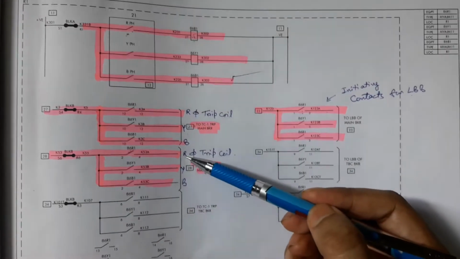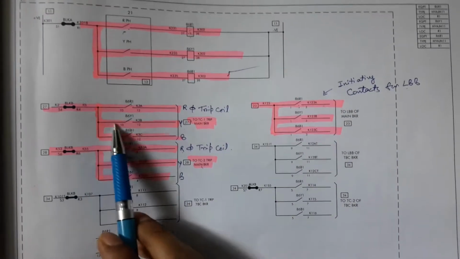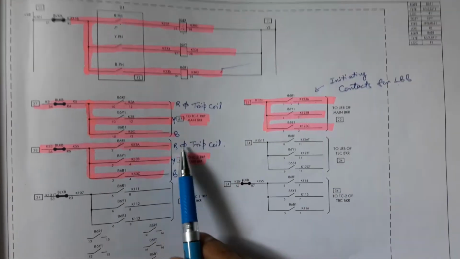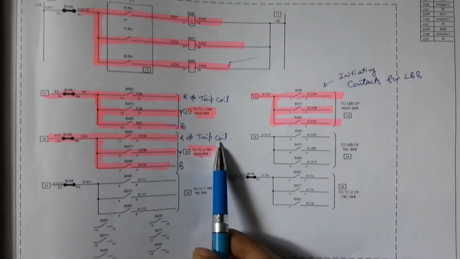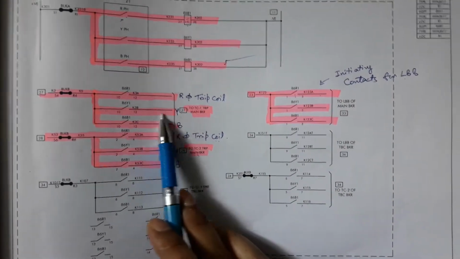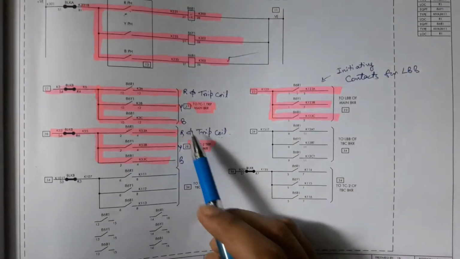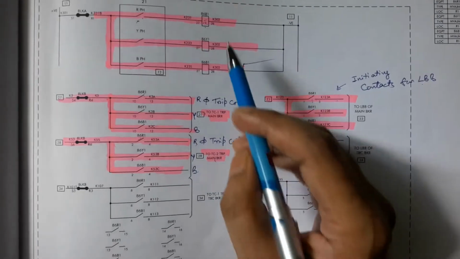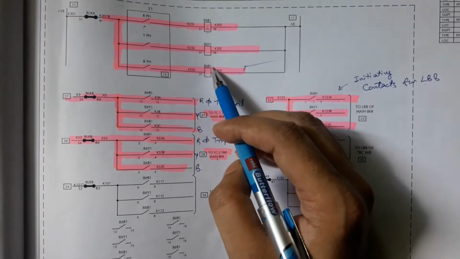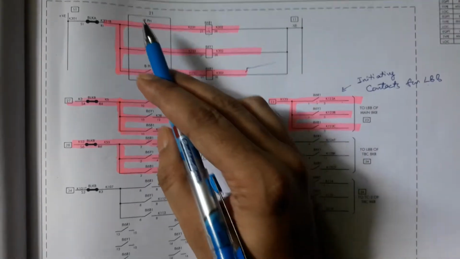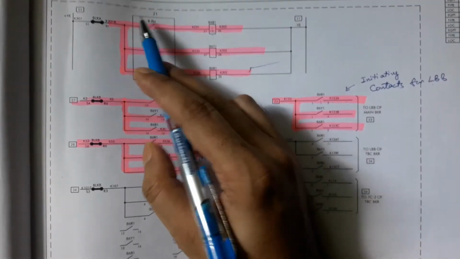coils are used. In this diagram, you can see that for tripping of red pole, two trip coils are used. Similarly, for yellow phase also there are two trip coils, and for blue phase there are also two trip coils, and these three are single phase 86 which we are discussing. This is the distance protection relay.